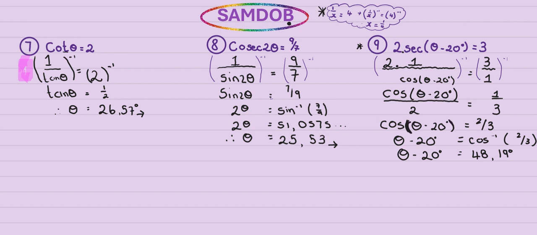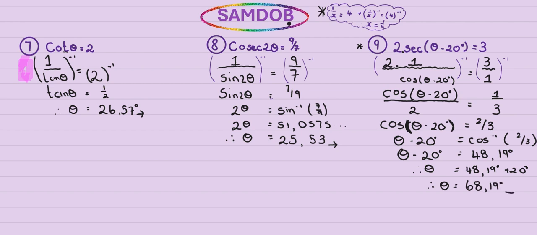Okay, and so now that we have theta minus 20, we just add 20 on both sides, so that theta is the previous answer increased by 20 degrees, right? So that would therefore mean that the size of this angle theta is going to be 68.19 degrees. And there we have it.